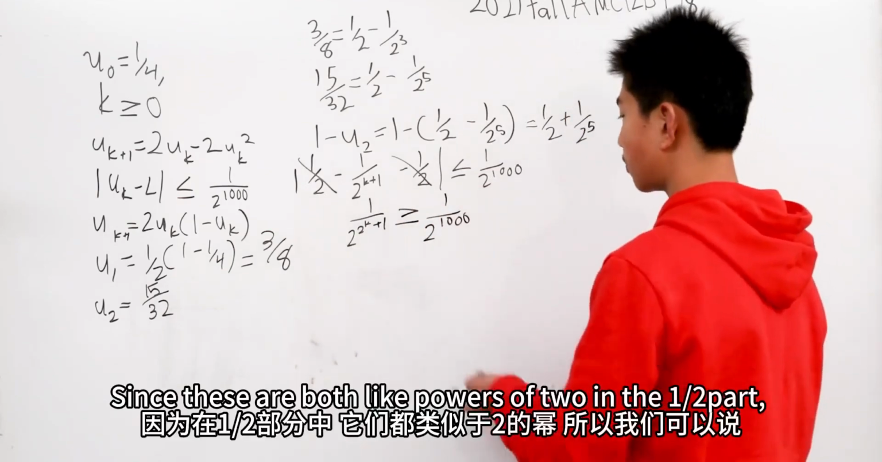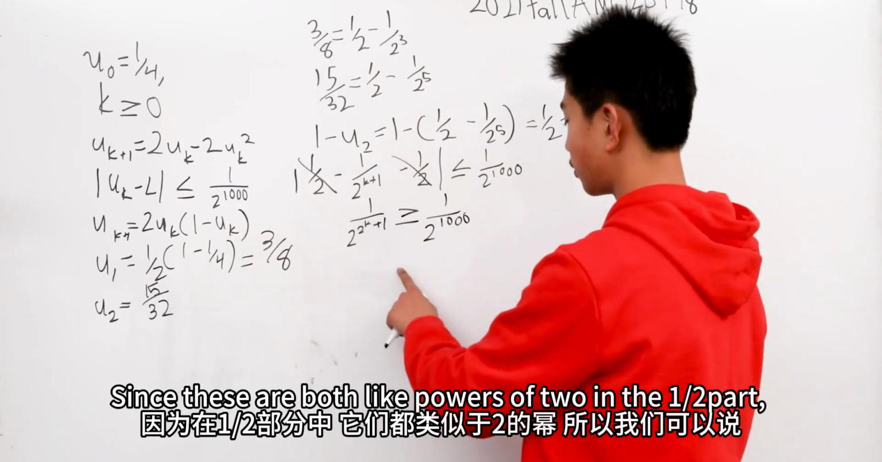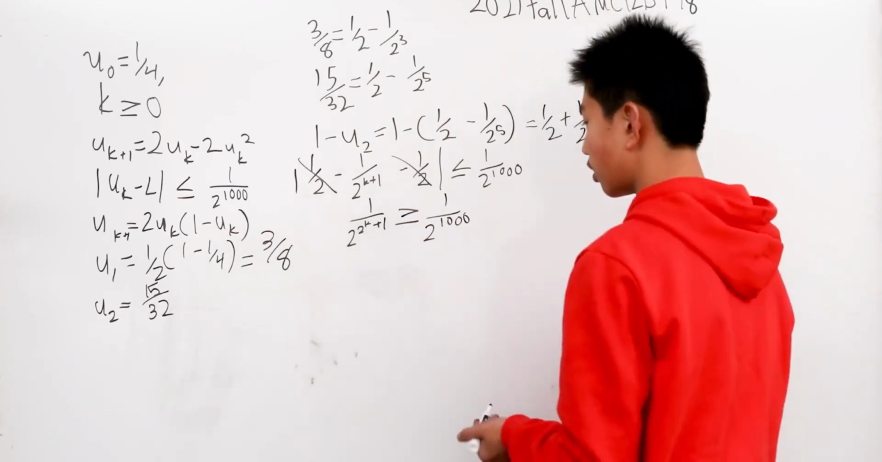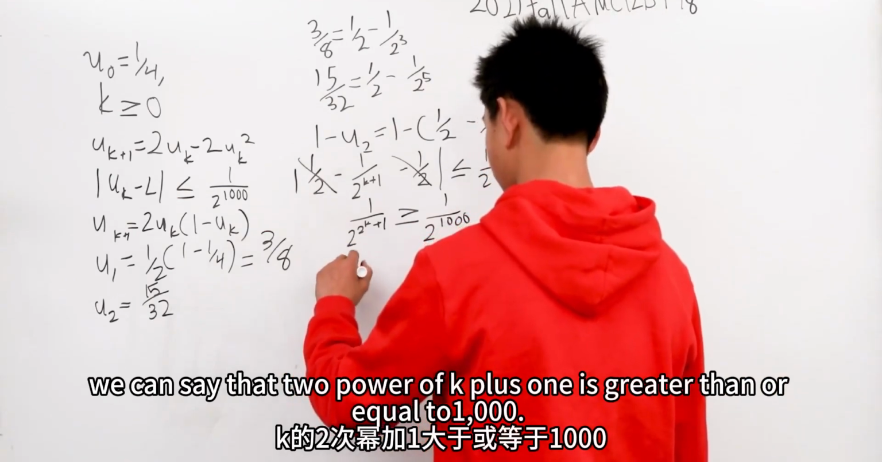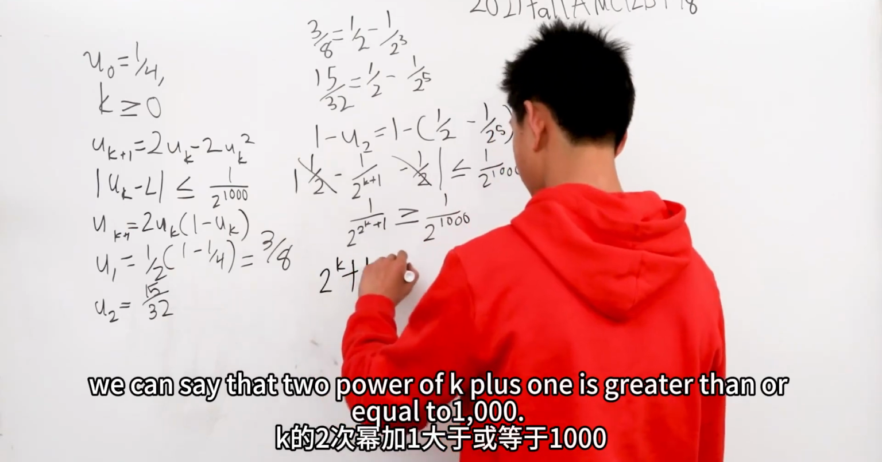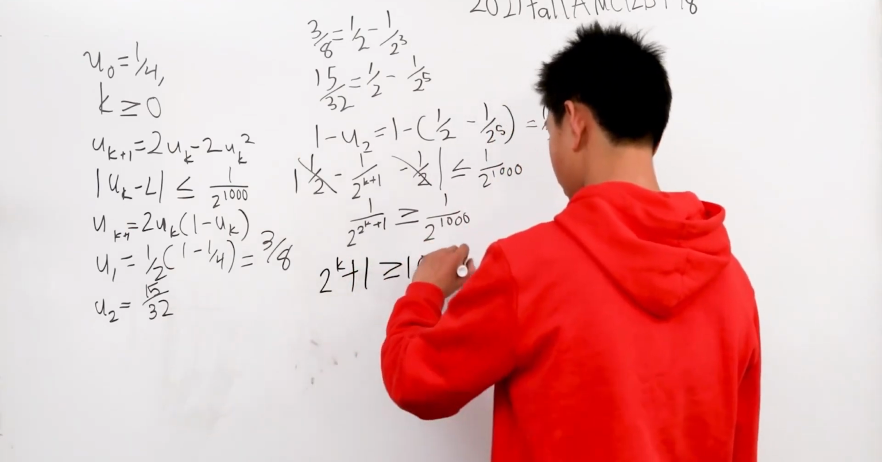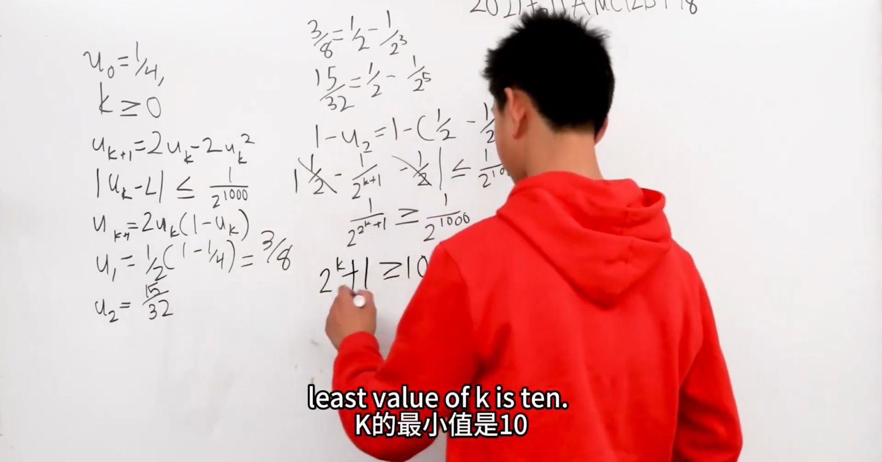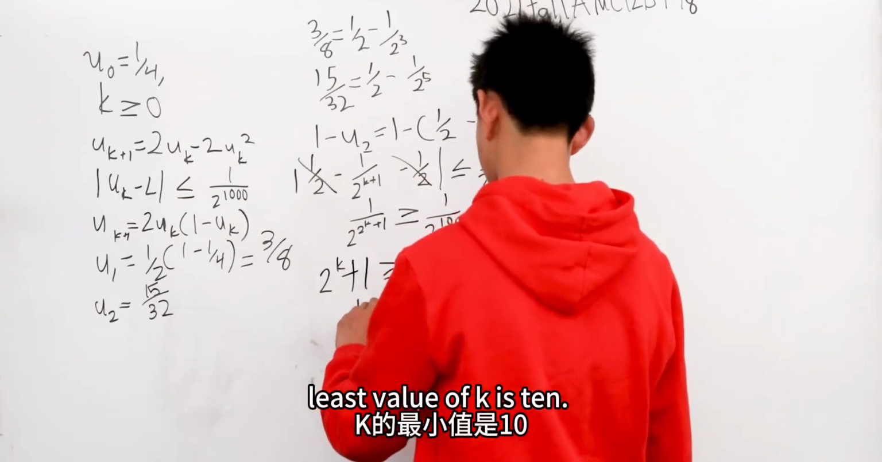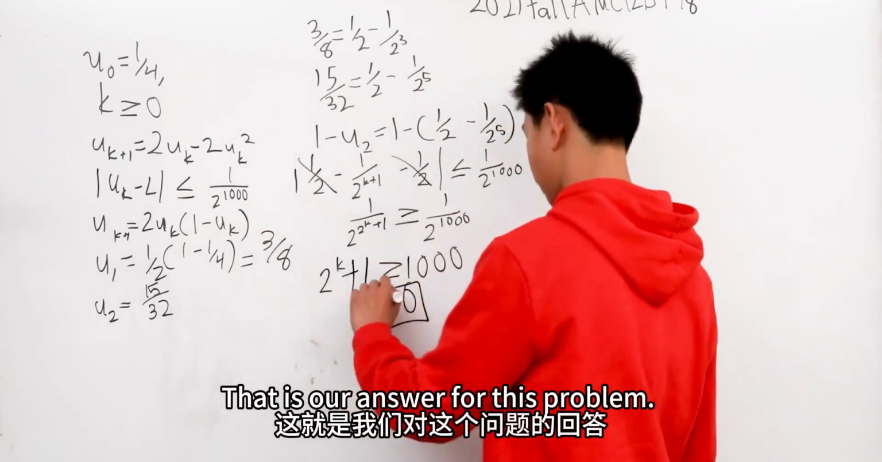Since these are both powers of 2, we can say that 2 to the power of k plus 1 is greater than or equal to 1,000. So that means our desired value, the least value of k, is 10. And that is our answer for this problem.